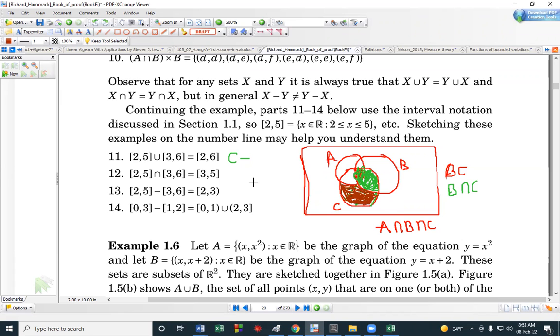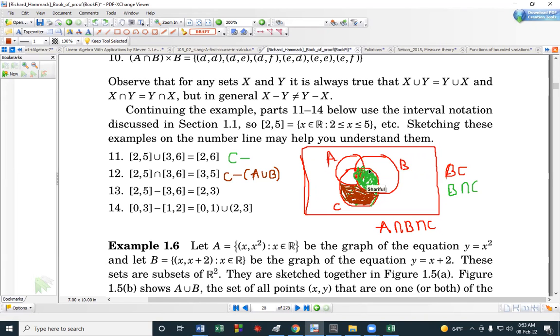Yeah, someone said it would be C minus A union B. Sorry, sir, I forgot the name of that symbol. Union. Union, yes, sir. A union B is going to be subtracted from C. Yes, sir.